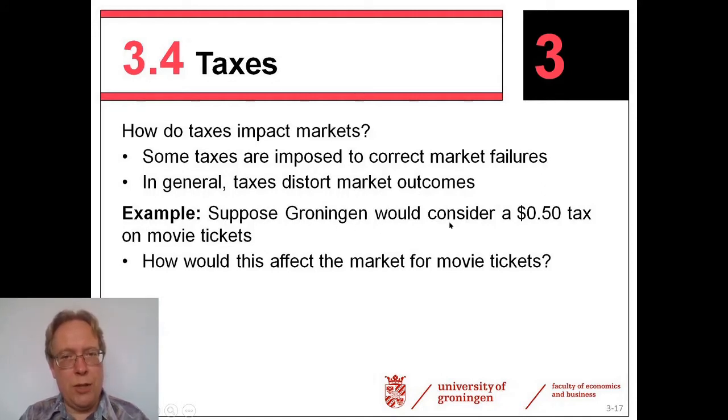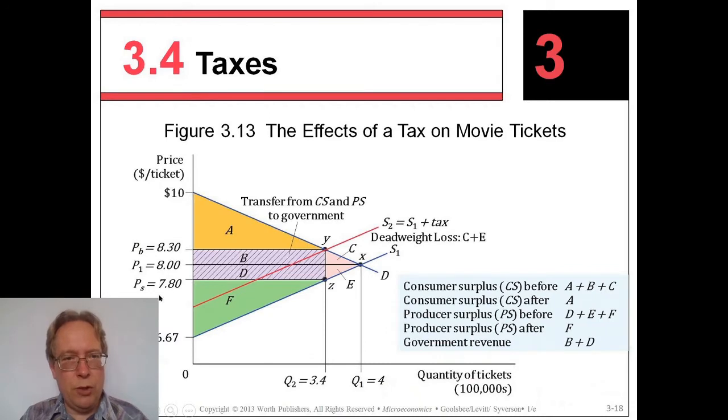So here's an example. Suppose that the city of Groningen would consider a 50-cent tax on movie tickets. Question, how would this affect the market for movie tickets? Okay, let's put some more structure on the problem. Suppose that this is demand for movie tickets, this is supply. So that's a very simple, straightforward market again. Here's the equilibrium. Consumer surplus A plus B plus C, the area below demand, above price. Producer surplus D plus E plus F, the area below price, above supply.